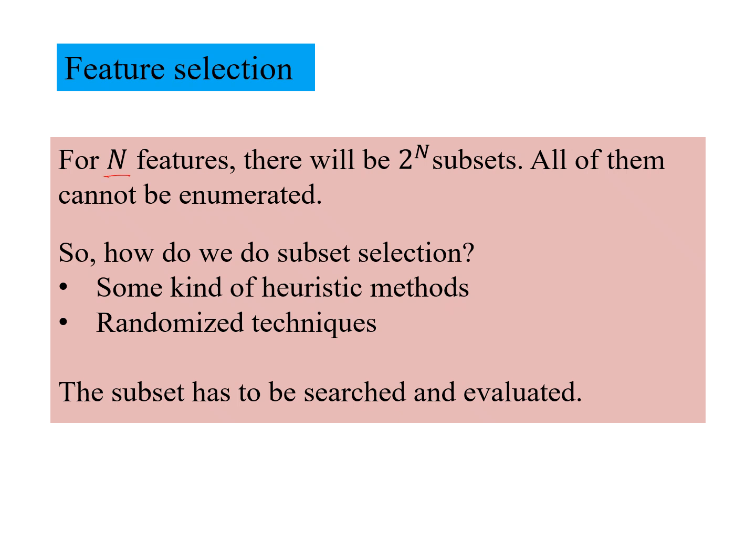Now, for n features, we would have these many subsets. We have seen that feature selection is important, but we cannot go through all such subsets. So we could use heuristic methods, we could use randomized techniques, and the subsets generated also have to be evaluated. All these we would see in the future videos.